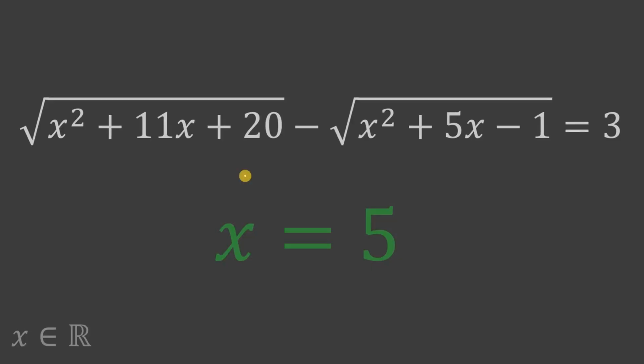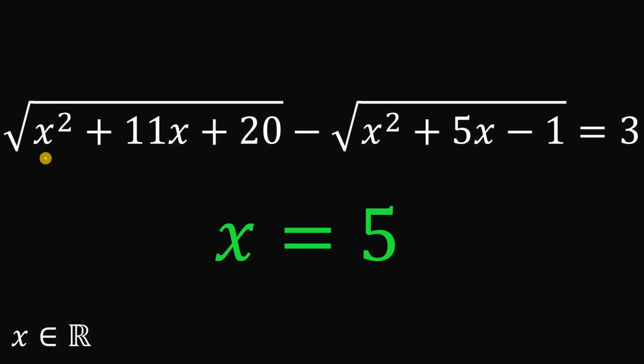Therefore, the only real solution that satisfies this equation, the square root of x squared plus 11x plus 20 minus the square root of x squared plus 5x minus 1 equals 3, is simply x equals 5. And as always, we are done.